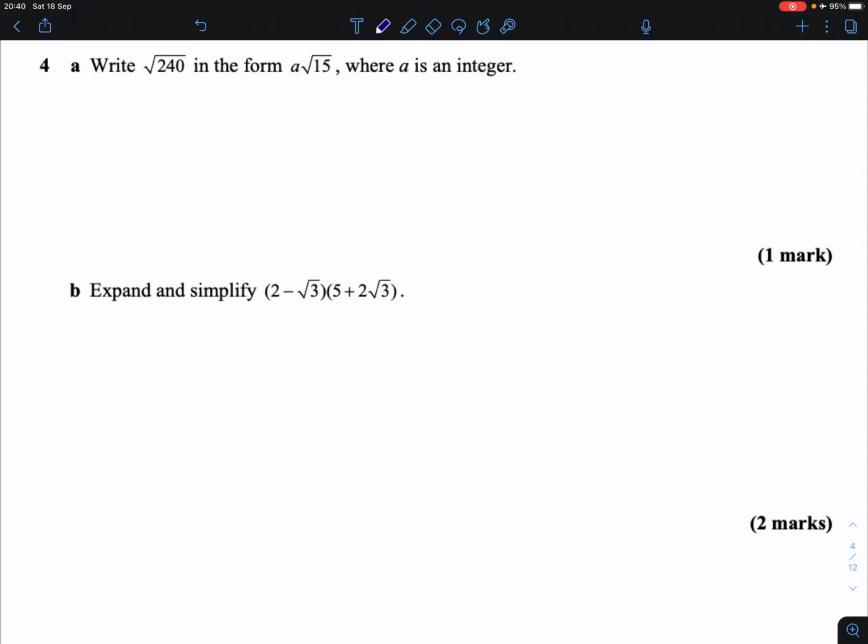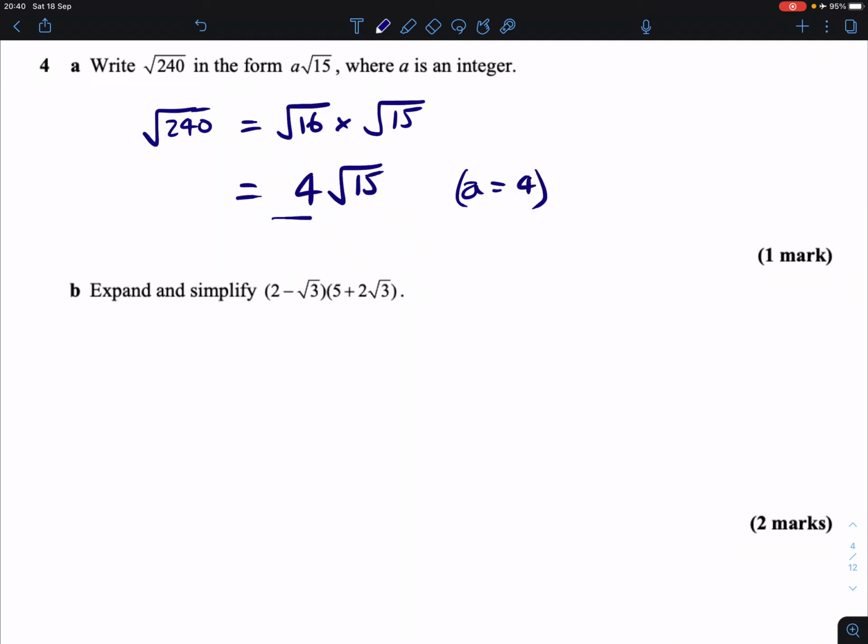Question 4, part A. Write the square root of 240 in the form a root 15. So what that means is that we can simplify the surd in such a way that it's going to become the square root of something times the square root of 15. Well, if we take 240 and divide it by 15, what we will end up with here is a square root of 16, which simplifies pretty nicely to just being a 4. So 4 root 15 is our answer, which basically means a is 4.